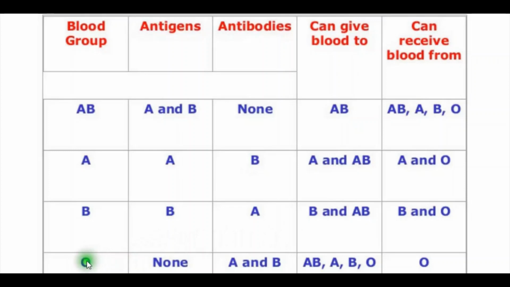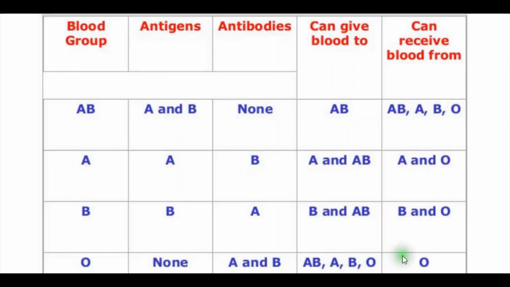The last blood group is O group. There is no antigen, but antibodies A and B. Two antibodies are present, A and B. Then they can give the blood to AB, A group, B group and O group. So they can give to all the blood group persons. So they are known as universal donors.